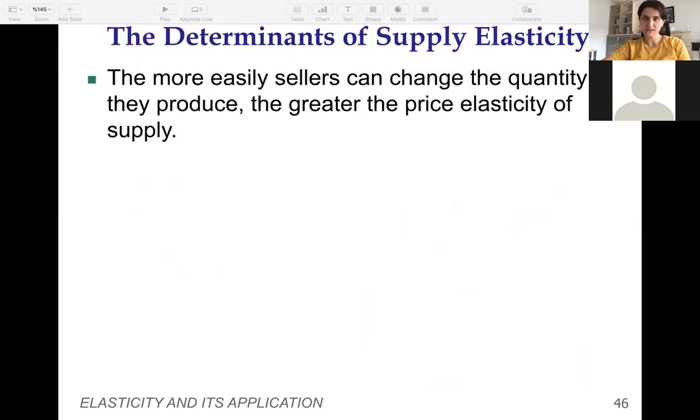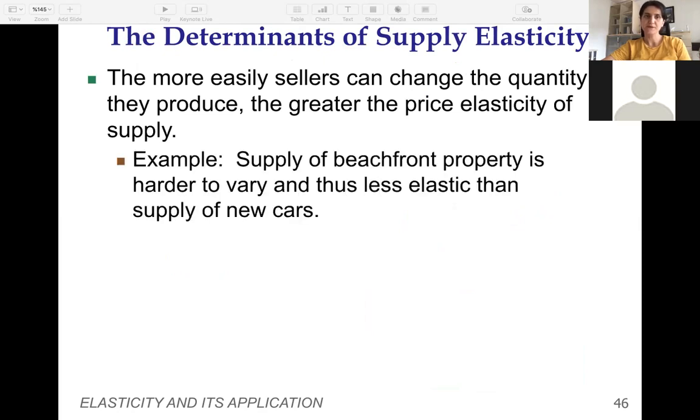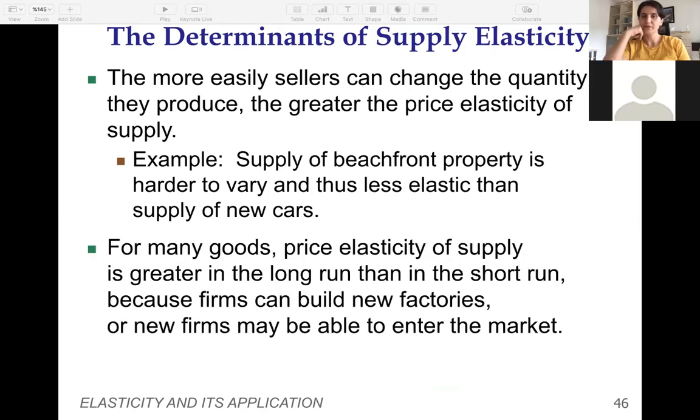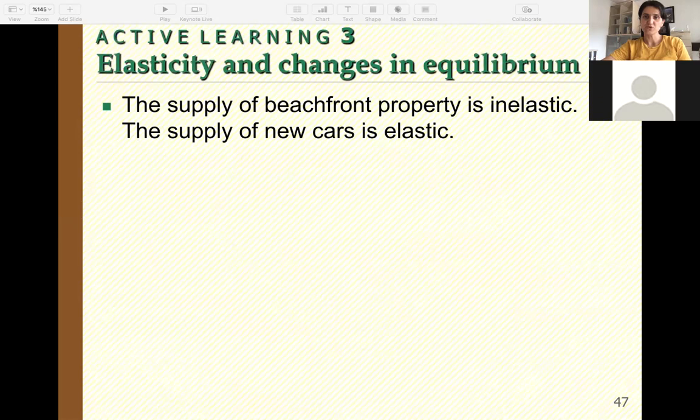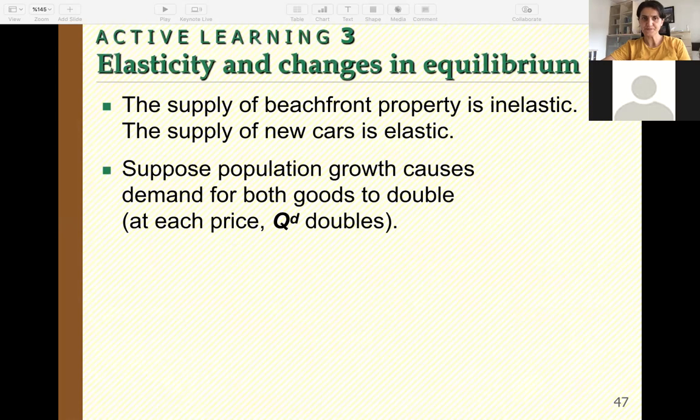Determinants of supply elasticity. The more easily sellers can change the quantity they produce, the greater the price elasticity of supply. For example, supply of beachfront property is harder to vary and thus less elastic than supply of new cars. For many goods, price elasticity of supply is greater in the long run than in the short run, because firms can build new factories or new firms may be able to enter the market in the long run. The supply of beachfront property is inelastic and the supply of new cars is elastic.